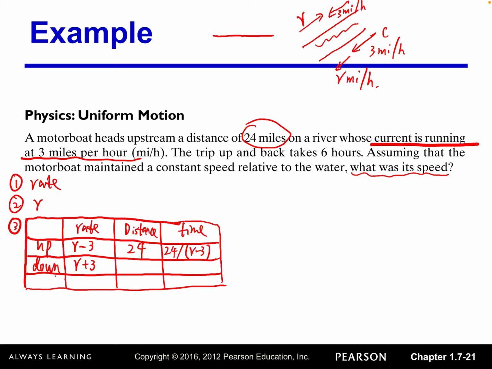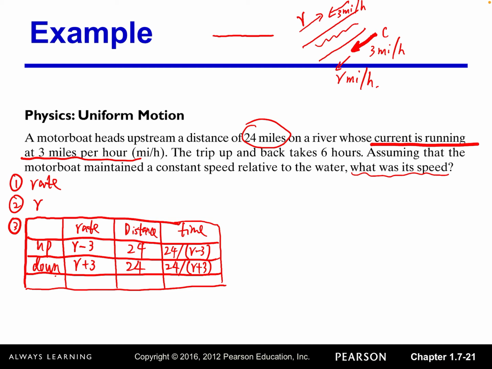Similarly, when the motorboat travels downstream, what should the rate be now? The motorboat and current travel in the same direction, so the actual travel rate is accelerated, so that's r plus 3. The travel distance is still 24 miles, just a round trip, so the distance remains the same. So the travel time for downstream should be the distance 24 divided by r plus 3, right?